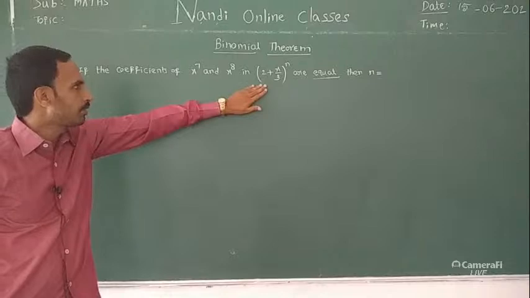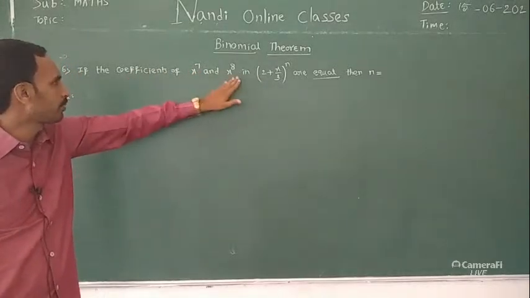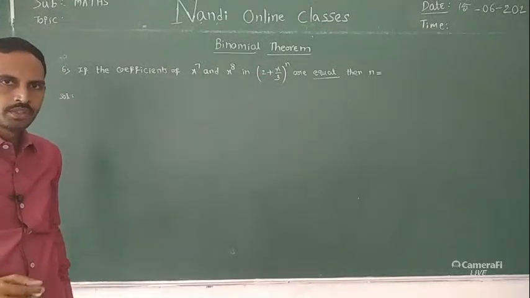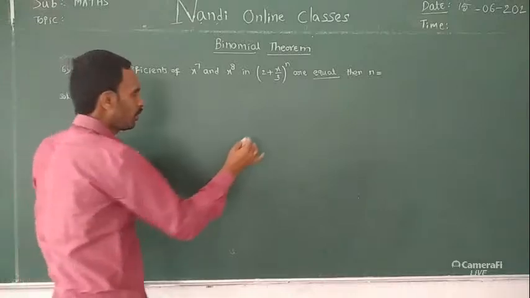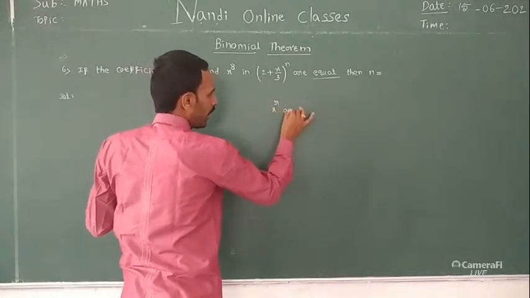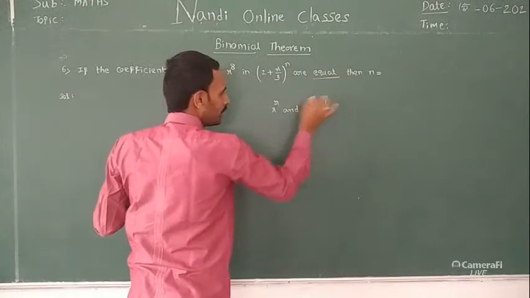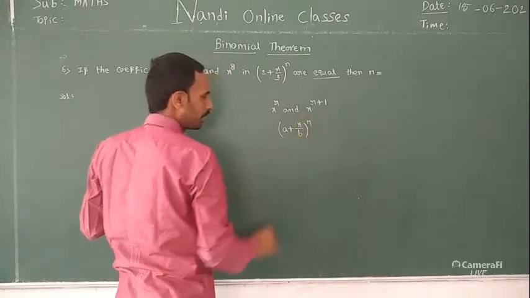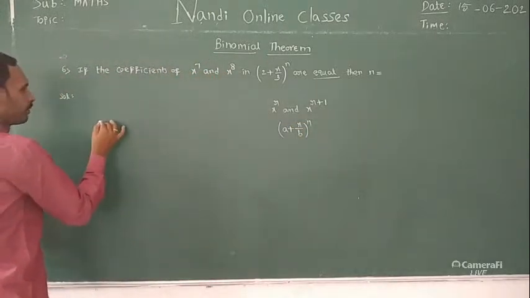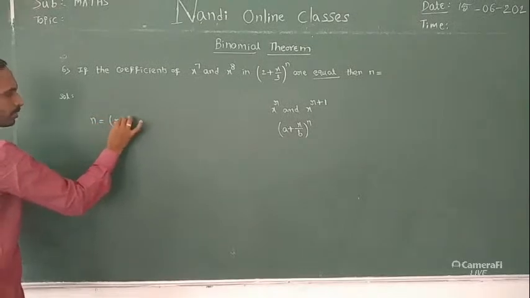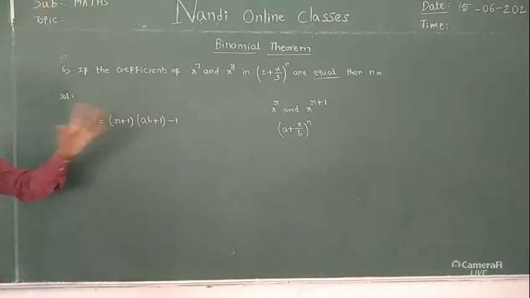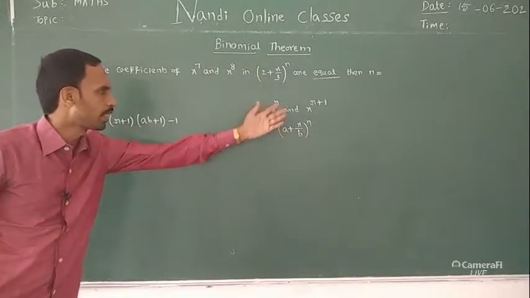Here a binomial term is given, the x^7 coefficient and the x^8 coefficient are equal. What is the n value? So in the synopsis I gave, if the coefficients of x^r and x^(r+1) in the expansion of (a + x/b)^n are equal, then the formula is n = (r + 1)(ab + 1) − 1. If coefficients are equal, that is the formula. Right, what is a, what is b, what is r?